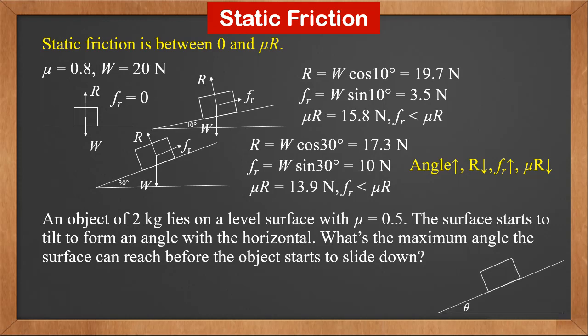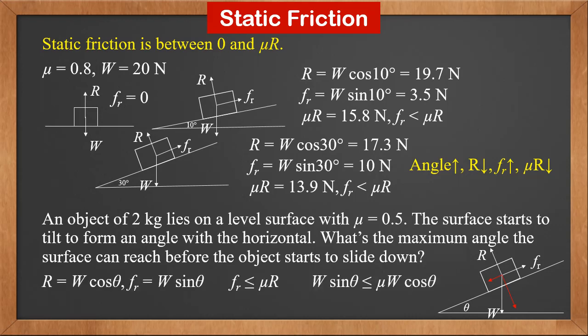Let's sketch the force diagram when the surface is tilted at theta degrees. There's weight, normal reaction, and friction. Resolve W in two directions. Since the object is at rest, resultants in both directions are zero. Therefore, vertically, R equals W cosine theta. Horizontally, Fr equals W sine theta.